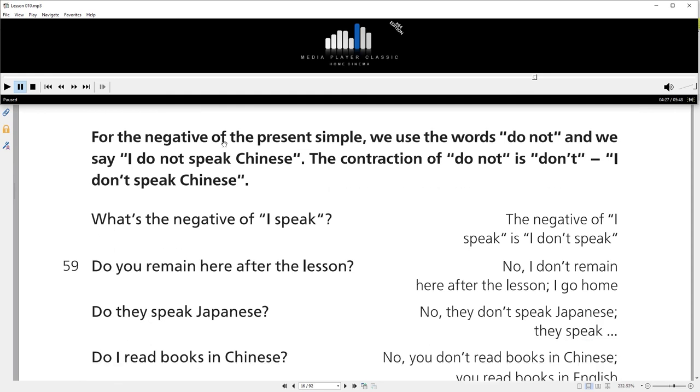For the negative of the present simple, we use the words do not and we say, I do not speak Chinese. The contraction of do not is don't. I don't speak Chinese. What's the negative of I speak? The negative of I speak is I don't speak.